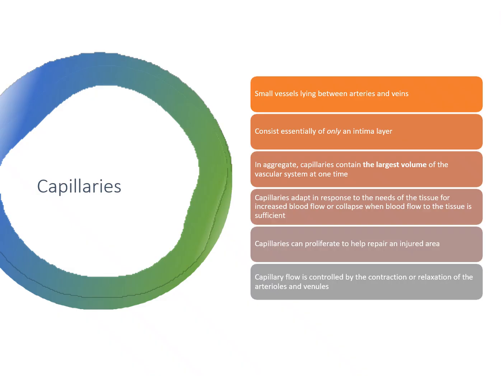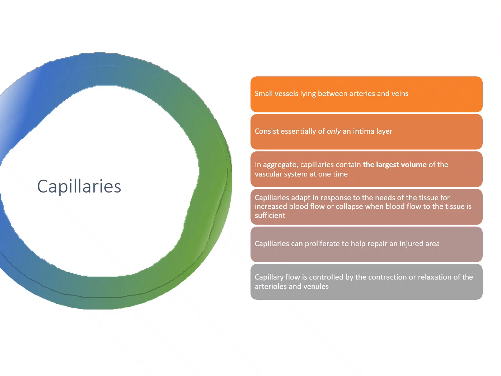Now we arrive at the capillaries, which are arguably the most important vessels in the entire vascular system, even though they're the smallest and easiest to overlook. Capillaries are the small vessels that sit between arteries and veins, forming a massive network that connects arterioles to venules. This is where all meaningful exchange happens.